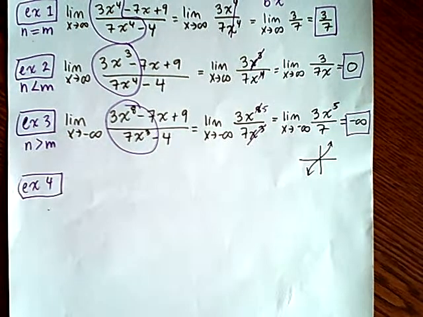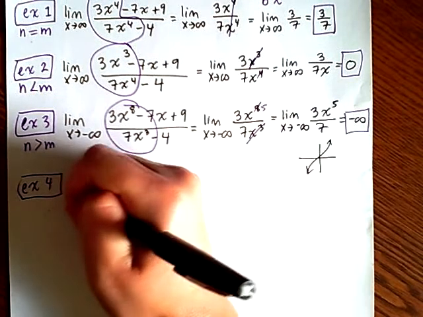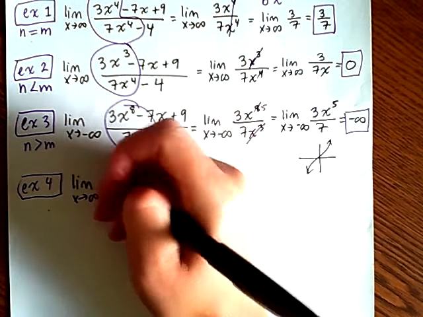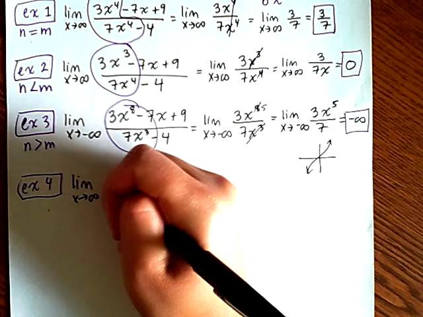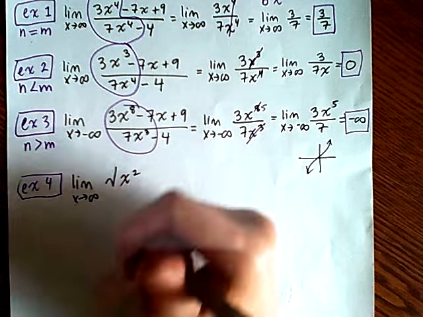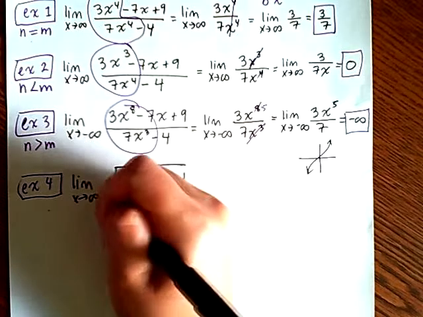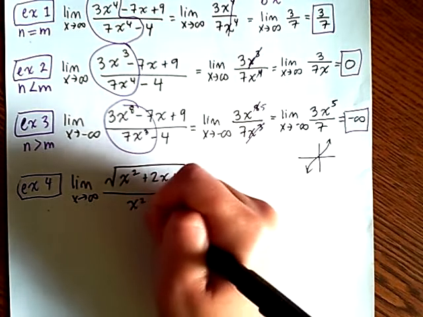Okay, this is going to be our last example. We have the limit as x goes to infinity of, this one is a little interesting, so I'm going to add a square root, because why not? The square root of (x^2 + 2x + 1) divided by (x^2 + 1).